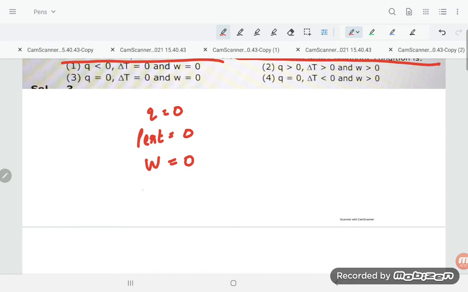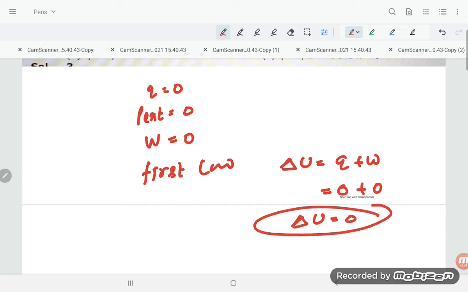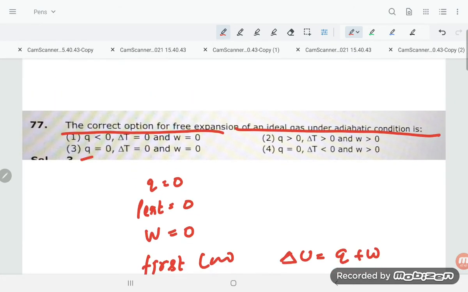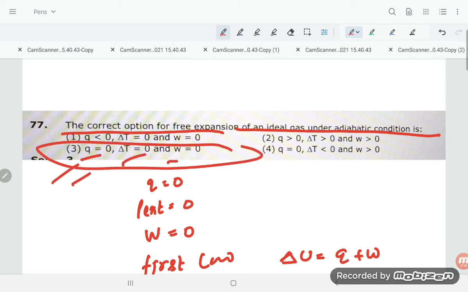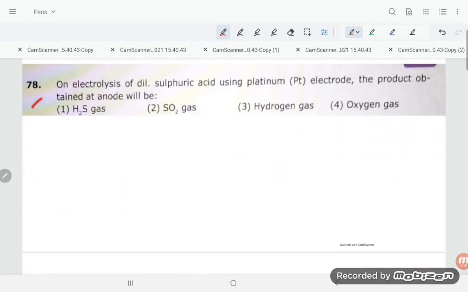If you apply the first law, delta U is equal to Q plus W. Q is 0, W is 0, so delta U is 0. Delta U 0 means delta T will also be 0. So which is the correct option? Q 0, delta T 0, W 0. Option number 3 is correct, student. All are 0.